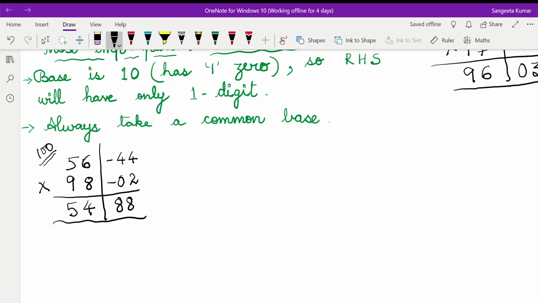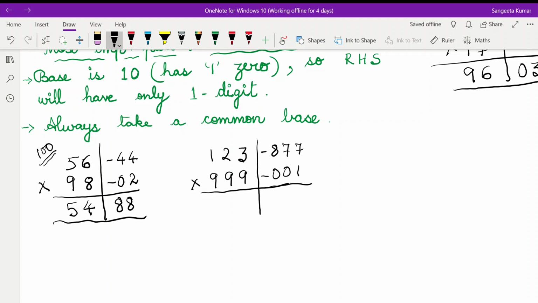Now I'm going to take one 3-digit number. Suppose we have 123 multiplied with 999. Again, we write down the difference. We follow all from 9, the last from 10, so we can easily get the difference as 877. And here we know it is 001. Why have I taken 3 digits? Because a 3-digit number means the base is 1000, which has 3 zeros. So here we are having 3 digits.